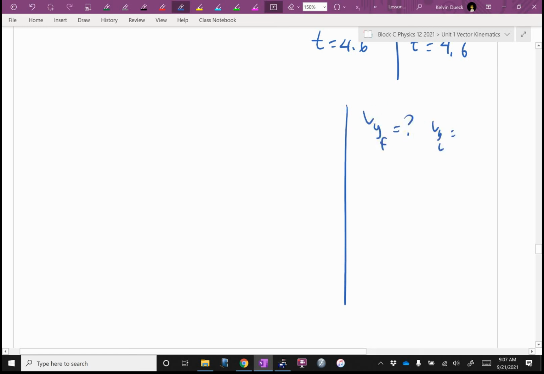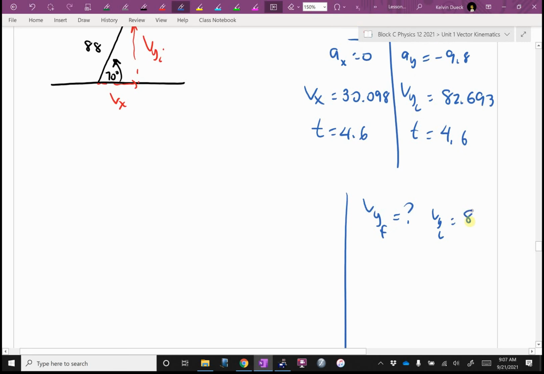Vy initial was 82.693. I've got all my data sitting right there. What equation has a V final, a V initial, an A, and a T in it? There is one. Again, common mistake: kids see initial. Isn't 88 the initial? It's not vertical. It's slanty. We're never going to use it. Once we've done the components, we never go back to that slanty one again.